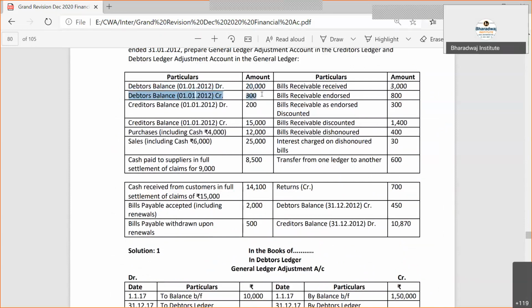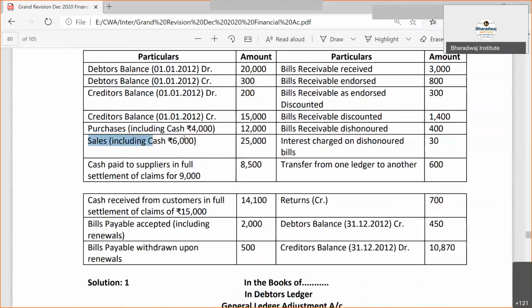Debtors balance credit, which is an abnormal balance. Creditors balance debit, which is an abnormal balance. Creditors balance credit, which is again a normal balance. They have given purchases including cash, which means only credit purchases should be taken. Sales including cash is given, which means only credit sales should be taken.